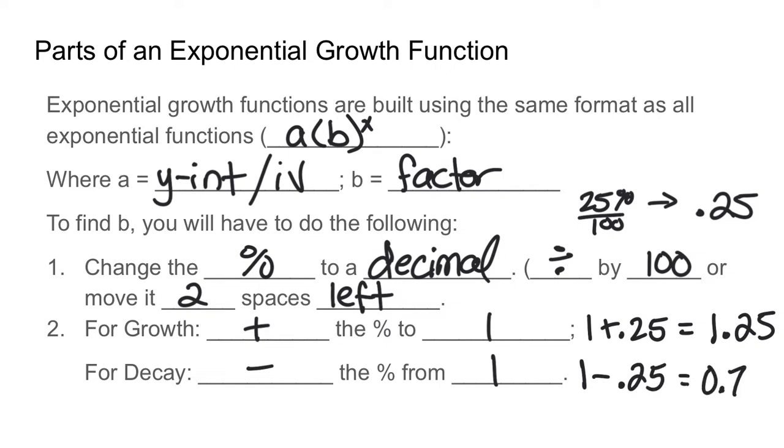And the reason we do that is because if you decay 25%, you're left with 75% of what you started with, because everything starts at 100. If you grow 25%, then you're at 125% of what you started with, because everything starts at 100. So when it's growth, you're at 1.25. When it's decay, you're at 0.75 for your factor, because that's the amount of whatever it is you have left.